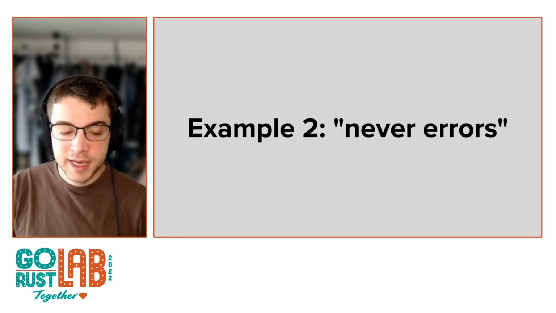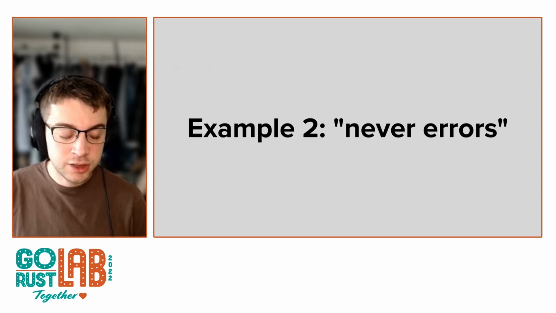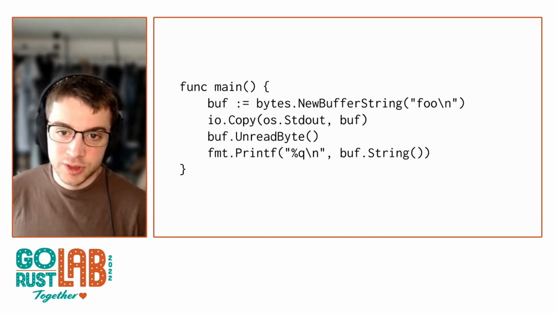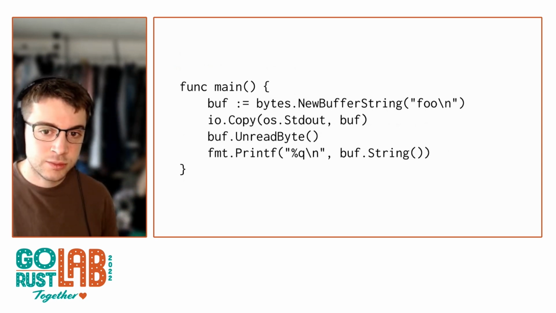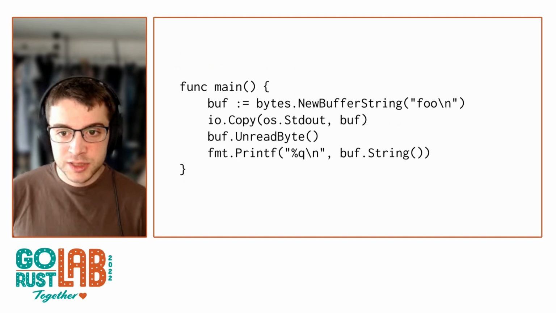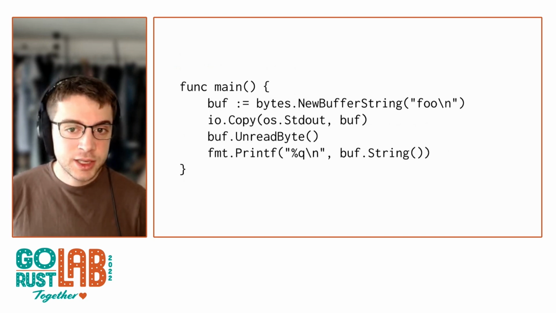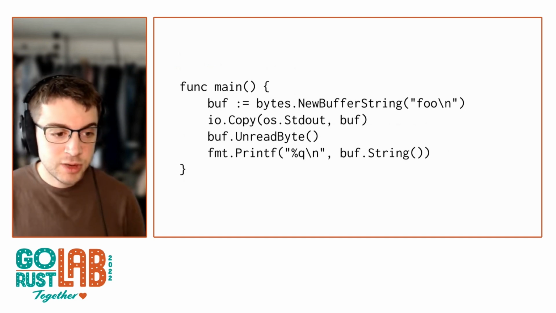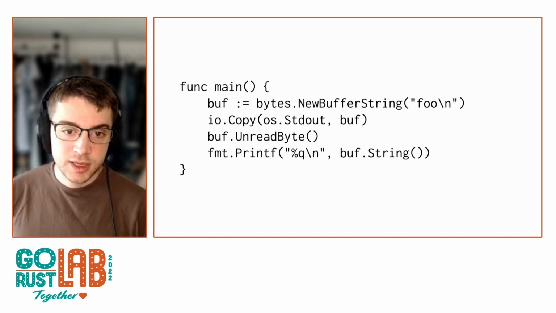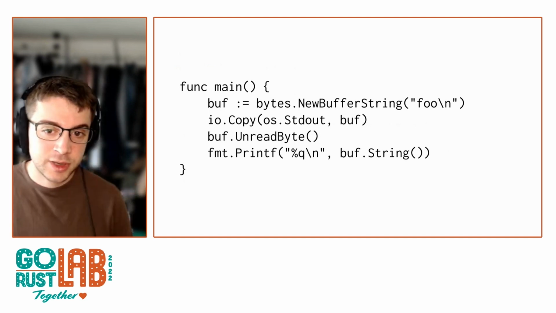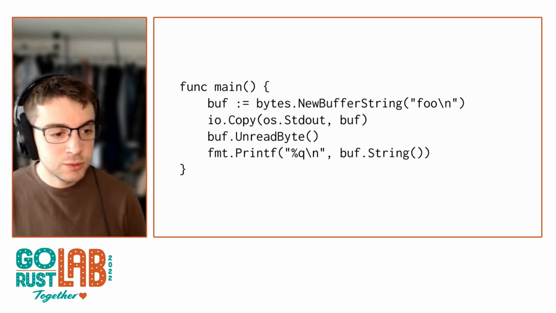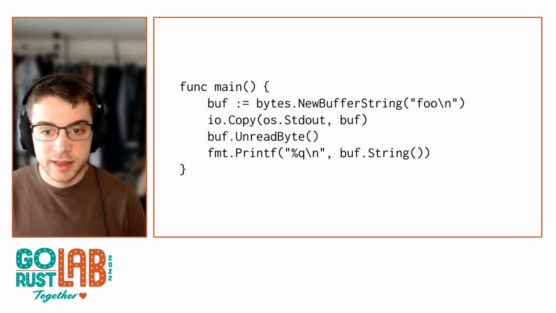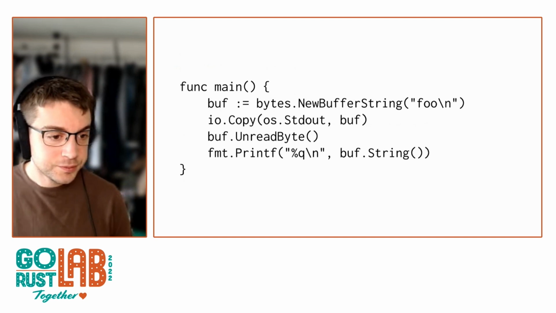Another example is APIs that return an error, but you're fairly sure that error should never happen. Here's an example, and I'm going to pause on this code for 20 seconds or so. What this code is trying to do is create a new buffer with the string foo and a new line. It copies that buffer's contents to standard output, and then it asks the buffer, hey, please unread the last byte that was read. In this case, you would expect this should be the new line, right? And then print what's left inside the buffer.